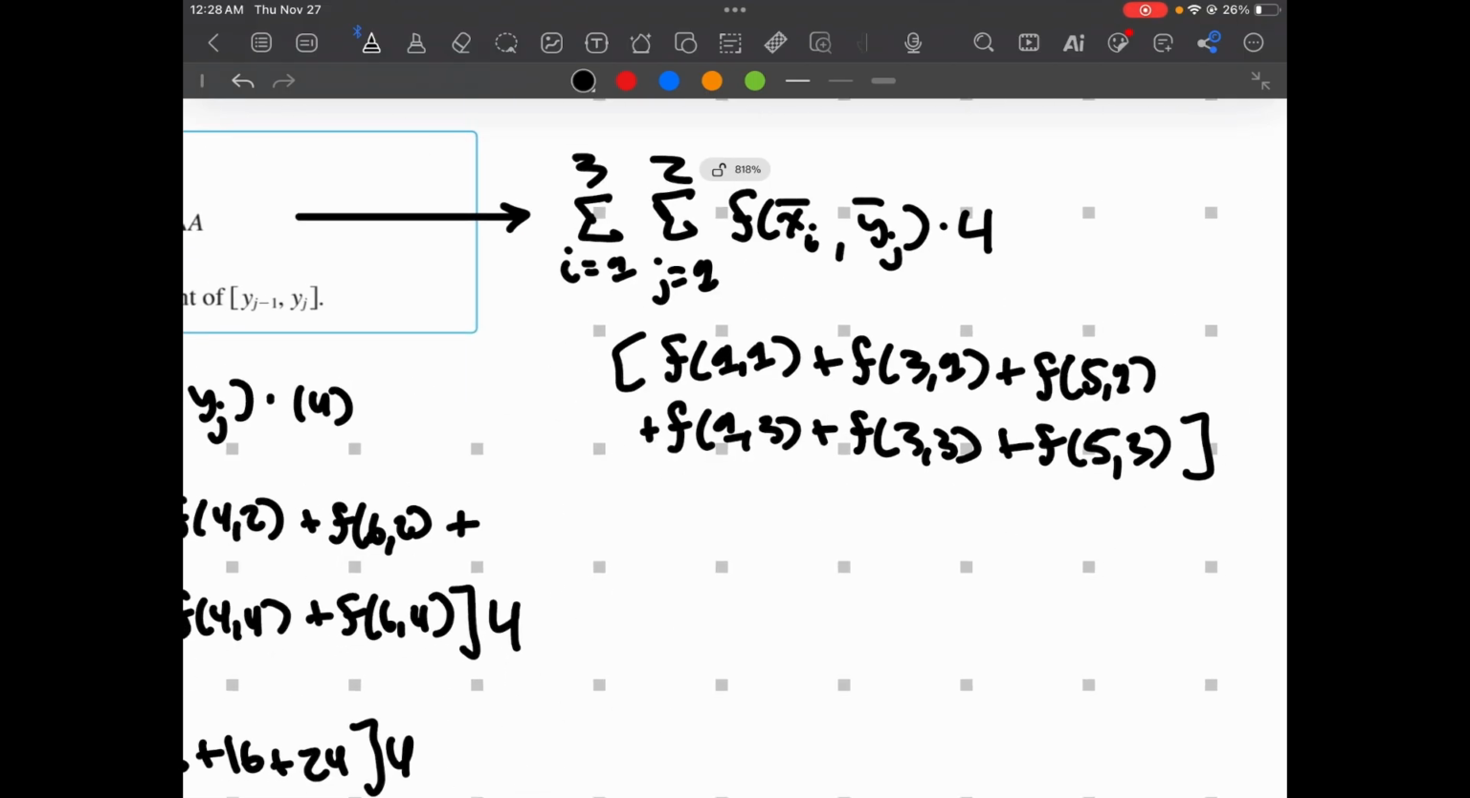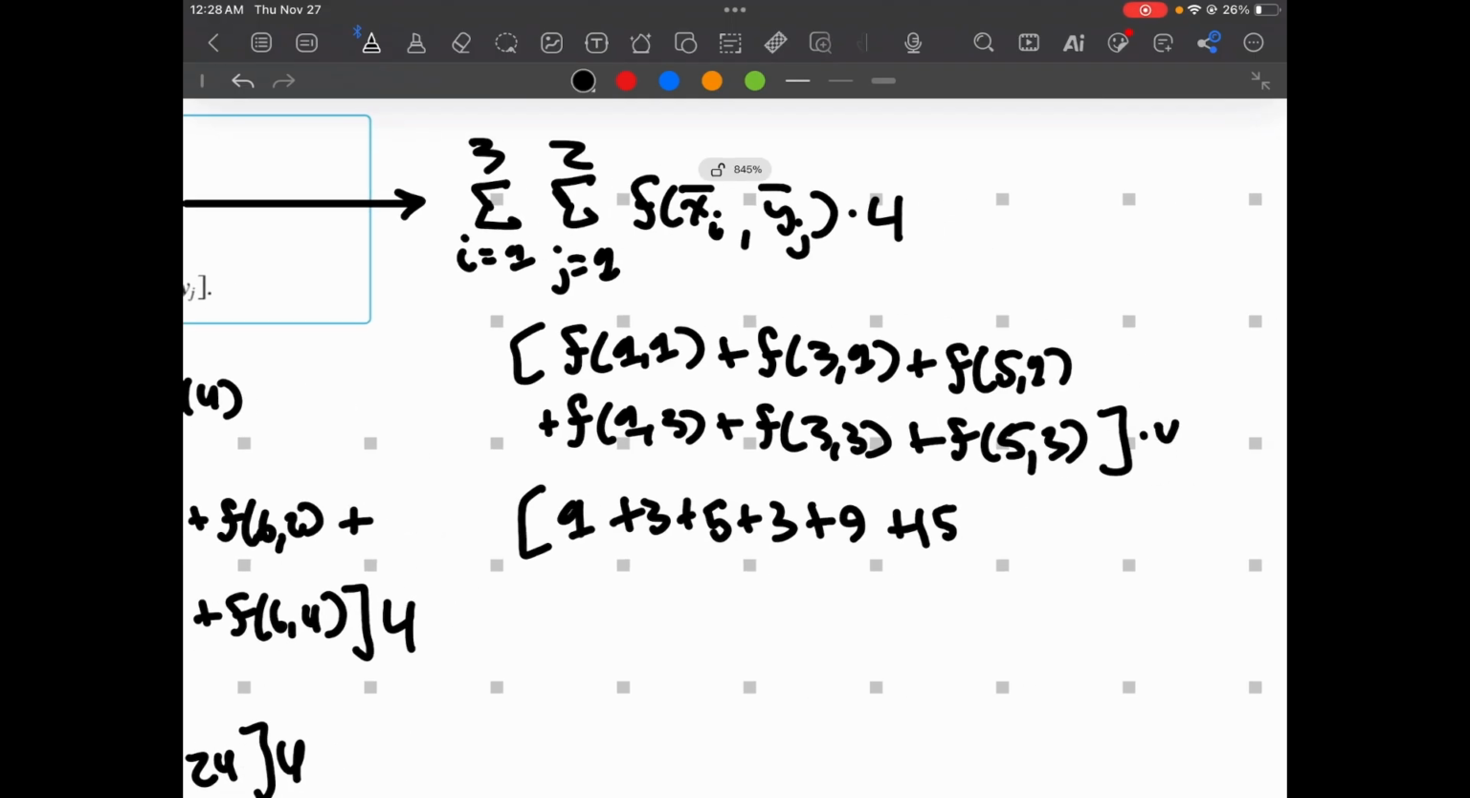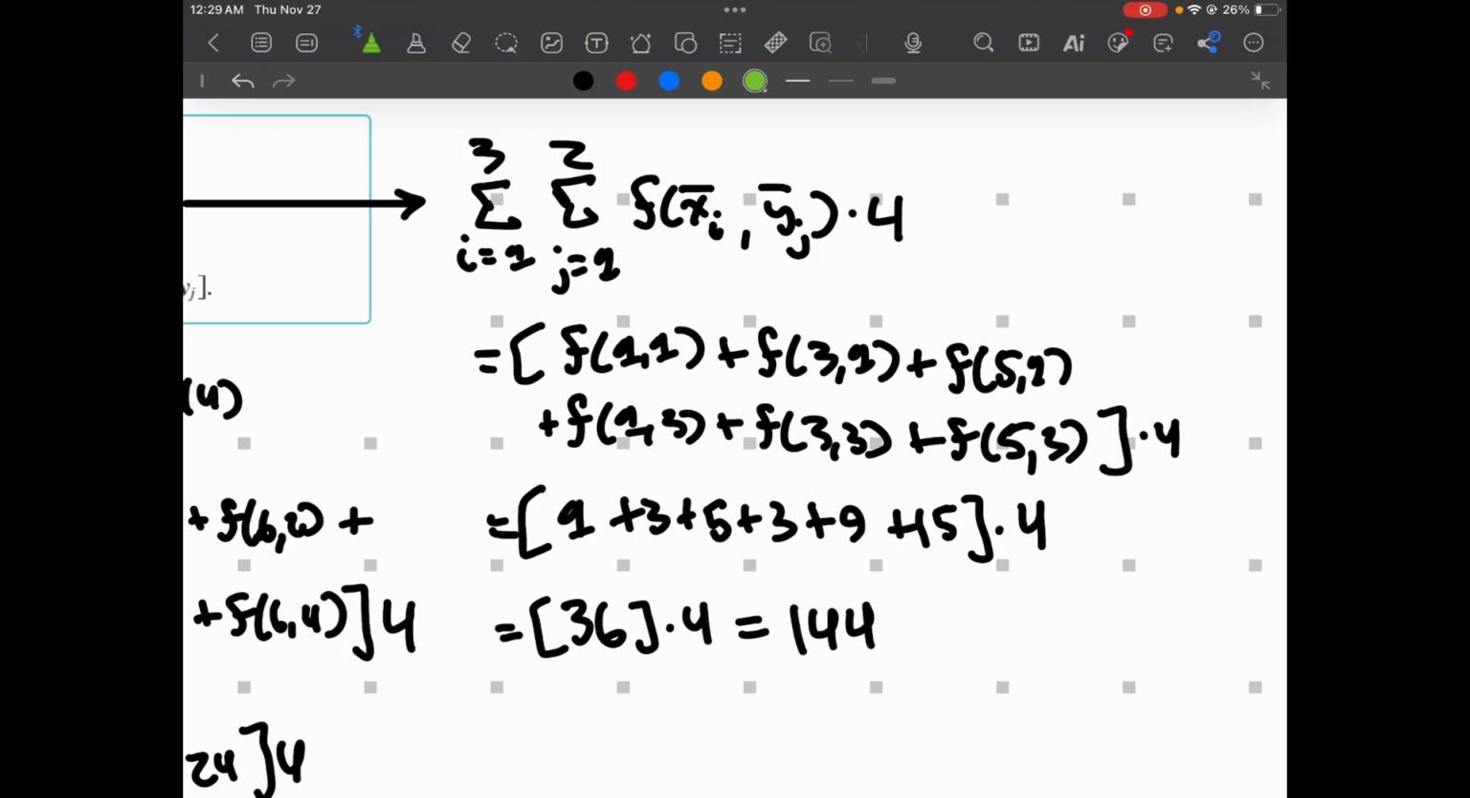Plugging that into our function, we get 1 plus 3 plus 5 plus 3 plus 9 plus 15. And that is equal to 36 times 4, which is equal to 144. So that is the answer to part B.